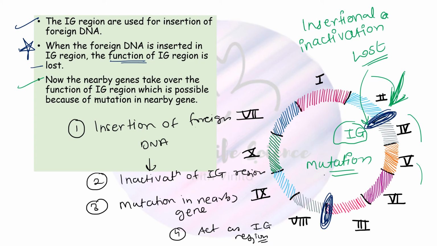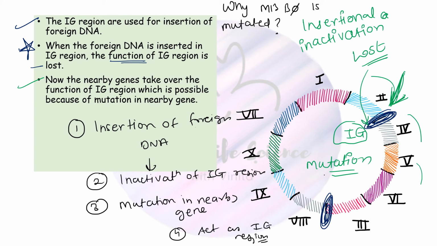Okay, I hope you understood the topic. So in this case, you can see the Ig region is very important, and if we are using the Ig region for insertion of foreign DNA, its role should be taken up by the nearby genes. Therefore, you will study such statements, in which questions can arise like why M13 bacteriophage is mutated. So this is the answer that I have explained.